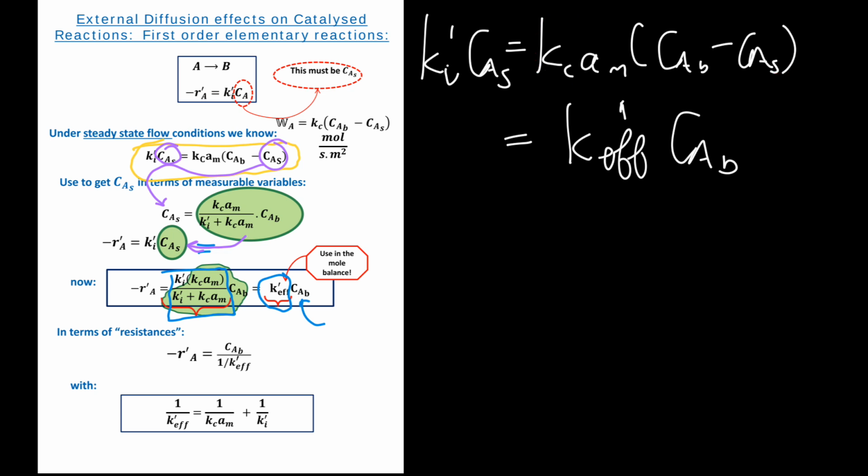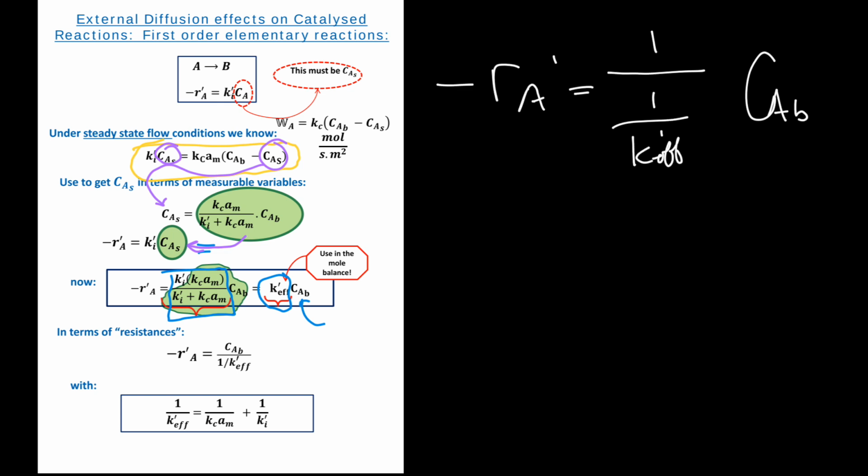And after I have now substituted Ca surface in terms of Ca bulk and all my rate parameters in my rate constant, that effective rate constant multiplied by Ca bulk must give me exactly the same value for the rate, and in this case my rate is calculated in moles per kilogram catalyst per second. It is very convenient to describe these series processes as a series of resistances rather than rate constants.